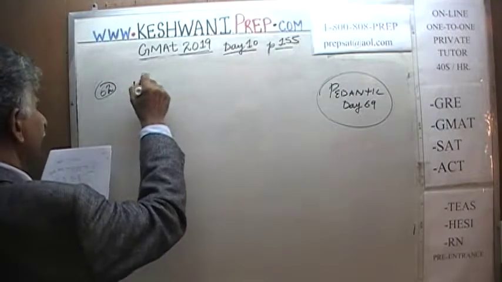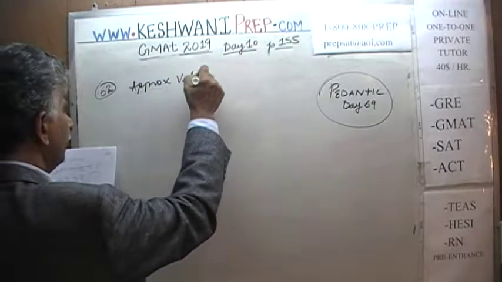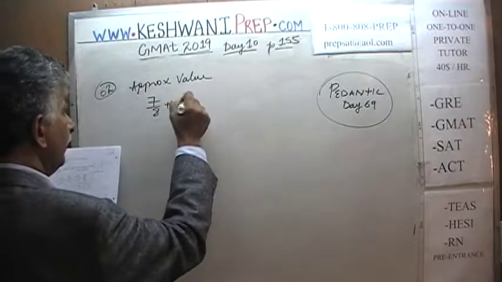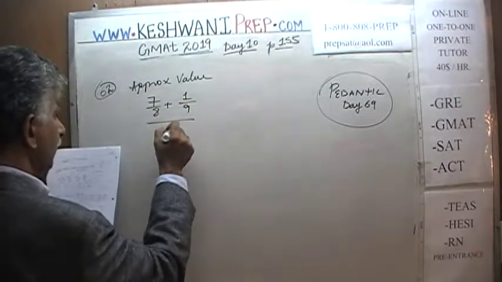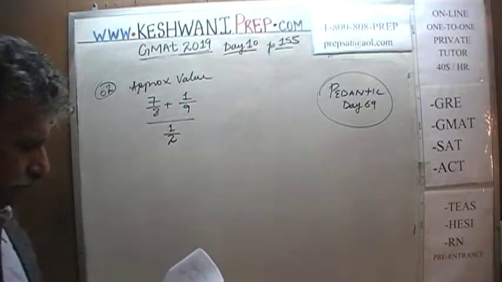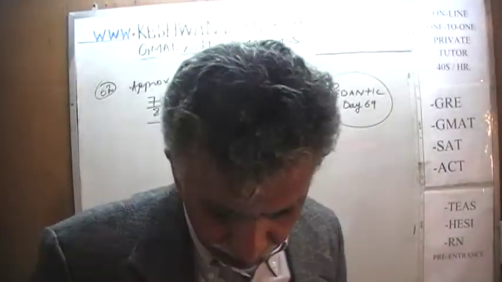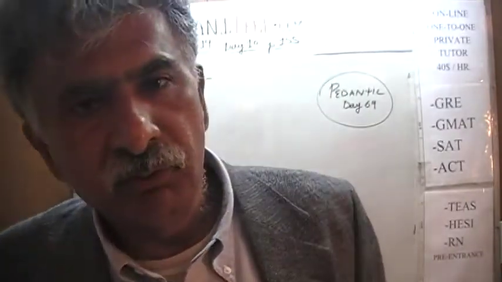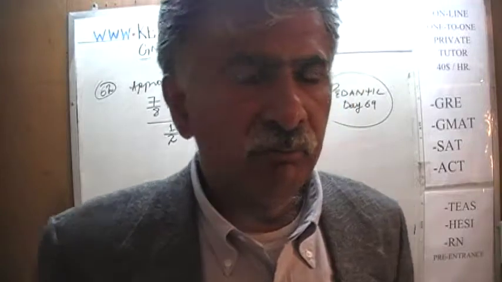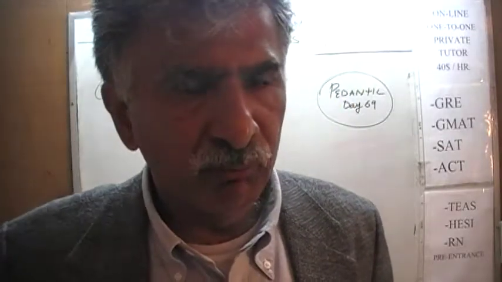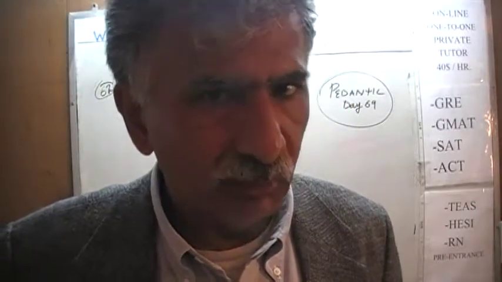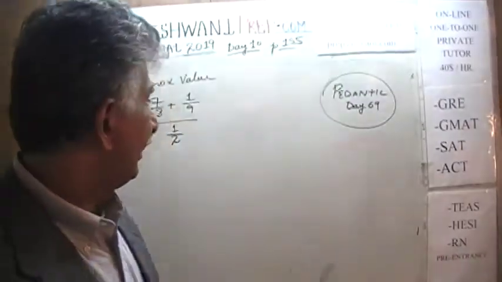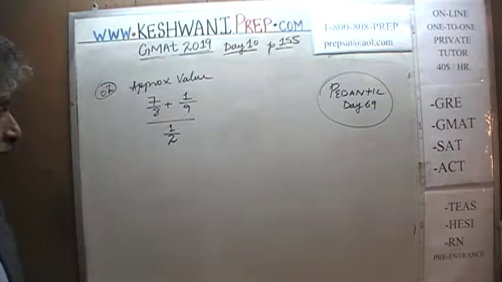They're looking for the approximate value of (7/8 plus 1/9) over 1/2. It says that the value of this quantity that you see on the blackboard is closest to which of the following values? It doesn't say the value of this quantity is equal to which of the following, it just says it's closest to. In other words, we're looking for the approximate value. This quantity that we see is approximately what? That's what they're saying. So let's do it, shall we?